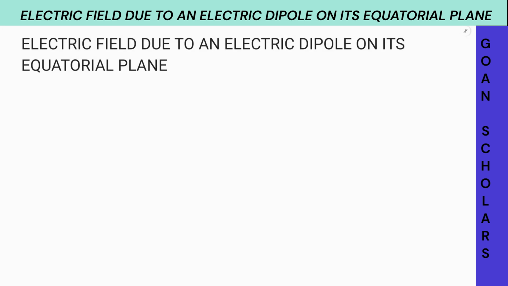Let's derive an expression for electric field due to an electric dipole on its equatorial plane. So first of all, let me draw here an electric dipole. Let's say this is our plus q charge which is placed over here, and there is minus q over here. Separation between plus q and minus q is 2a as usual.